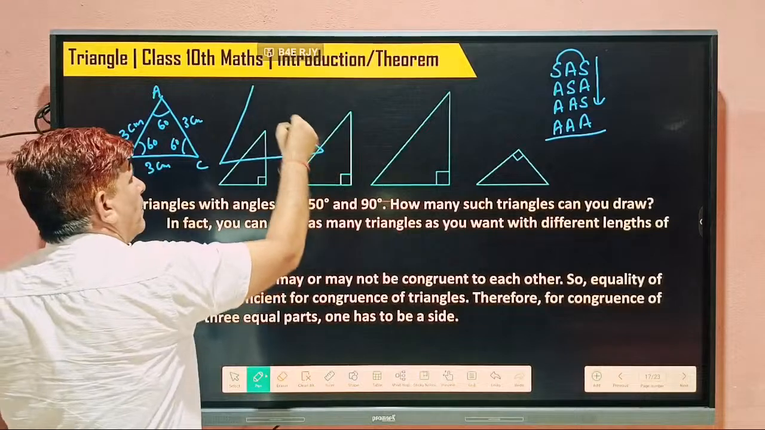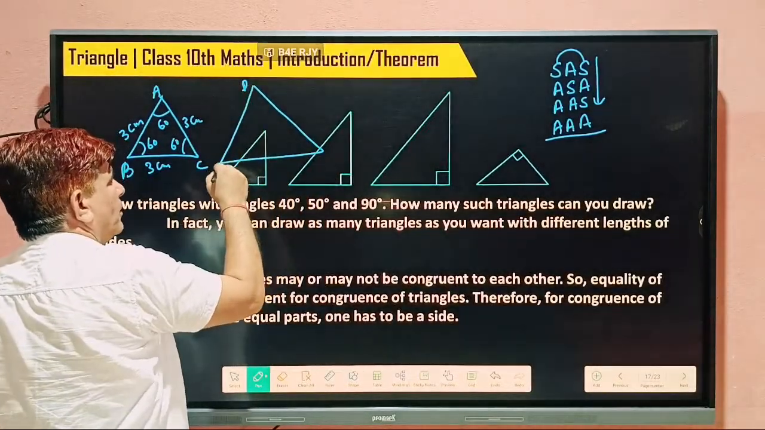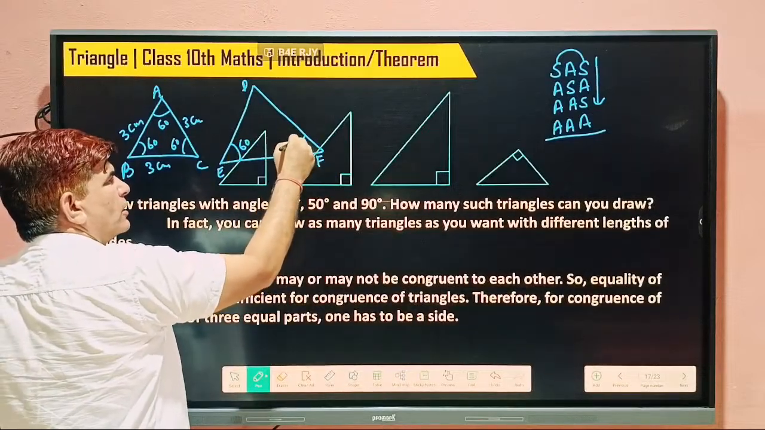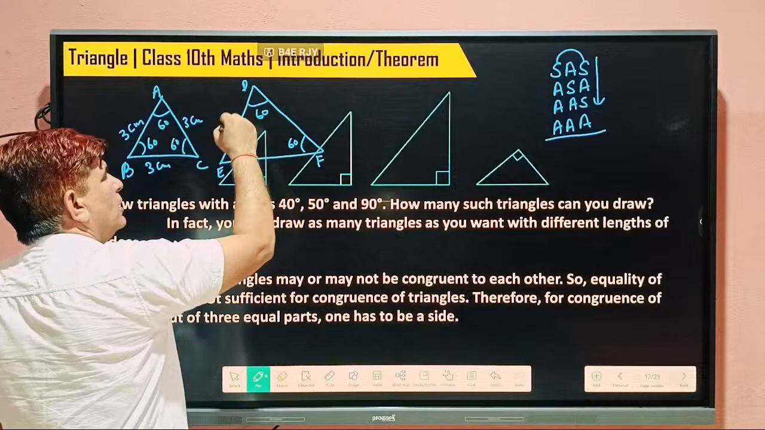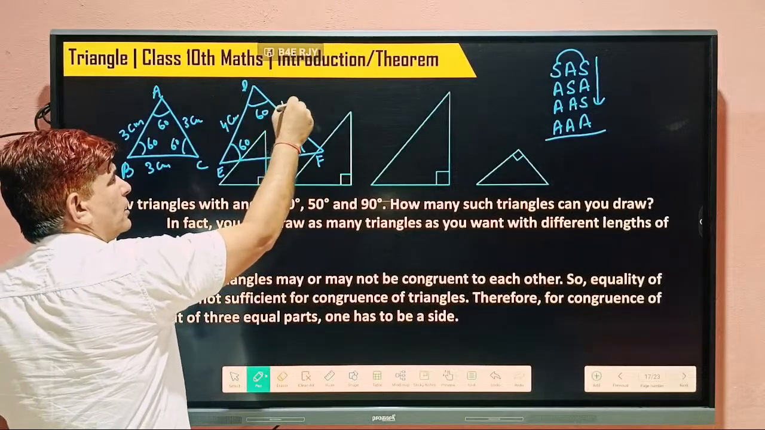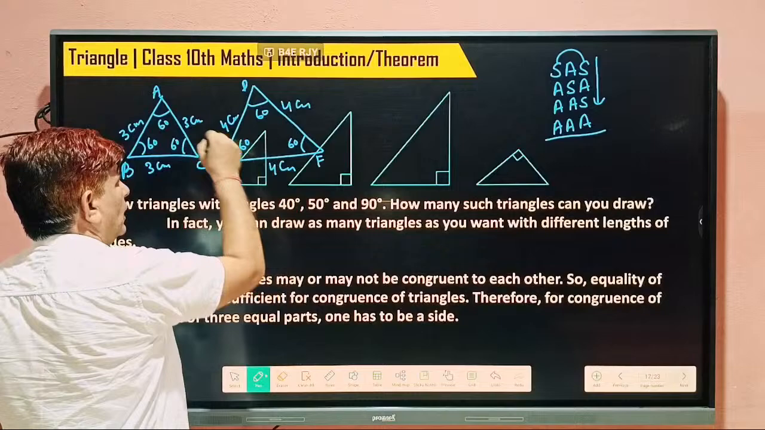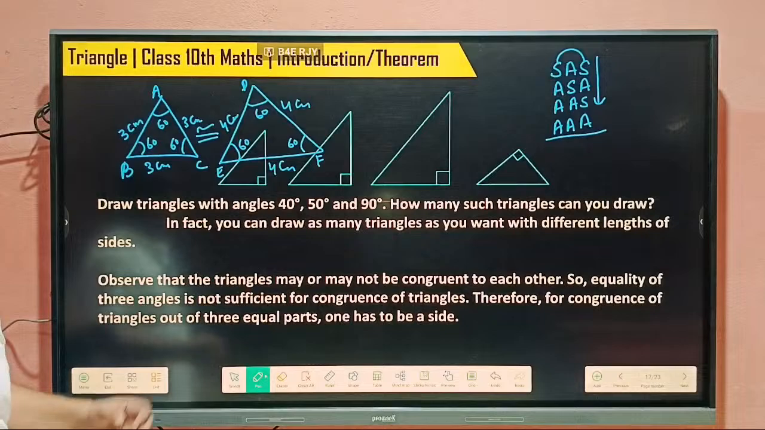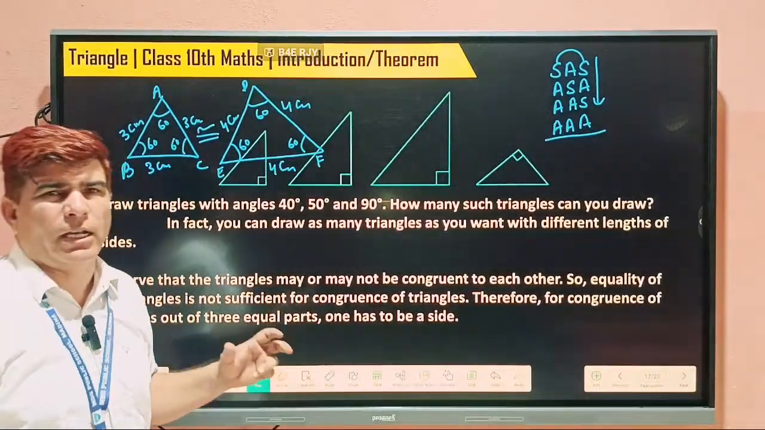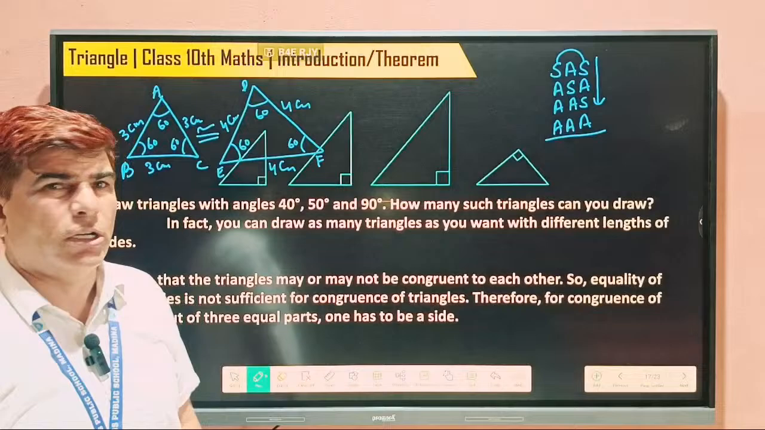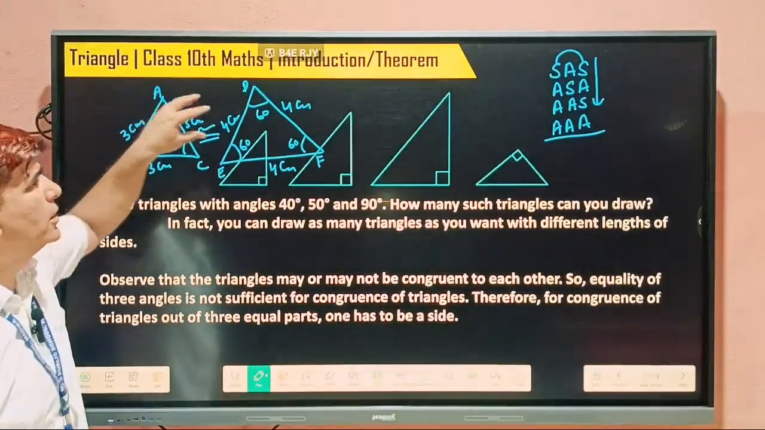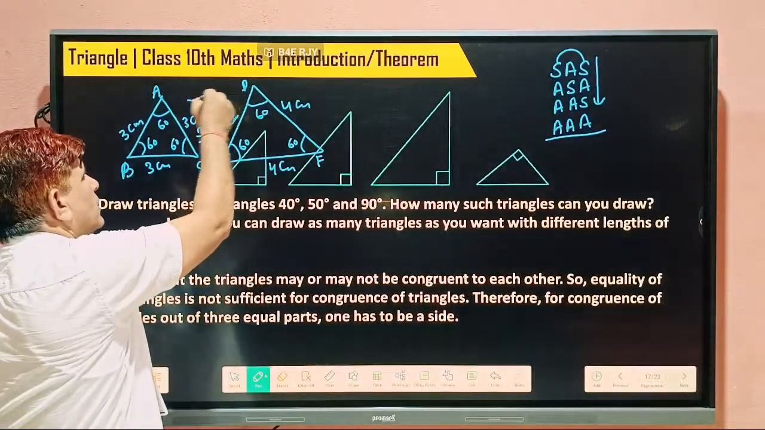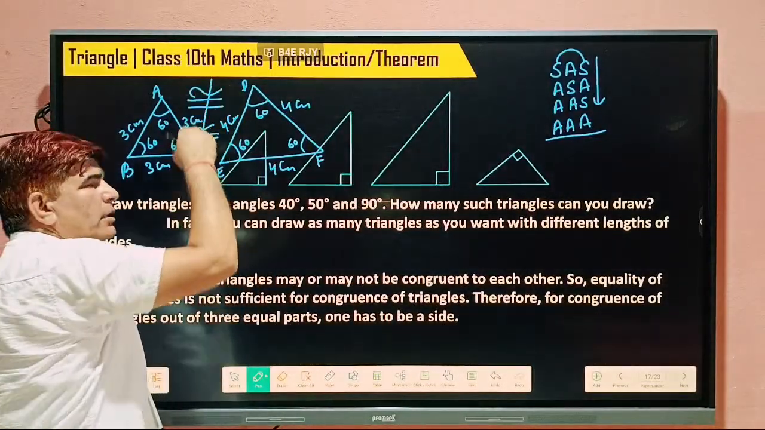Another triangle I have taken, DEF. This is also 60 degrees, this is also 60 degrees, this is also 60 degrees, and this is 4 centimeters, this is 4 centimeters. Are these two triangles congruent? You know, two triangles are congruent when 6 elements of one triangle are equal to 6 elements of another triangle. Here, these 3 elements are equal to these 3 elements. Are these sides equal? No. So we can say these two triangles are not congruent.